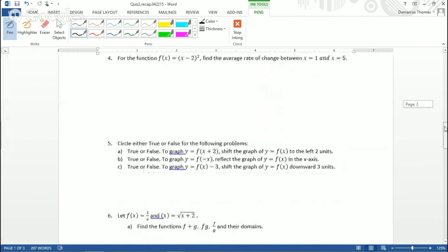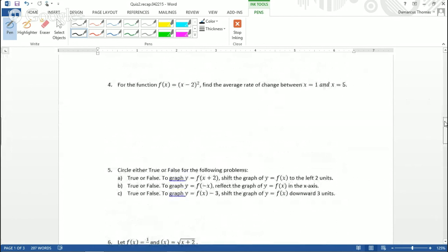Let's look at number 4. It says, for the function f of x equals x minus 2 quantity squared, find the average rate of change between x is 1 and x is 5. And so that formula, the average rate of change, is just a matter of finding f of 5 minus f of 1 over 5 minus 1.